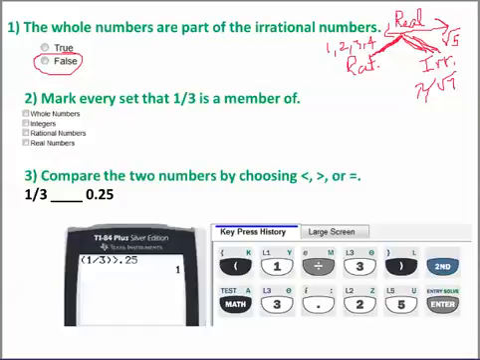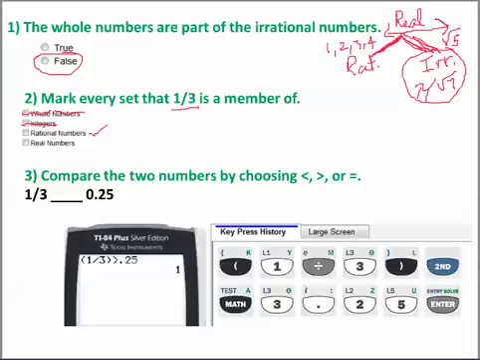Mark every set that 1/3 is a member of. Well, 1/3 is a fraction, and that makes it rational, right? Rational numbers can be written as fractions. Irrational numbers cannot be written as fractions. It is not an integer because integers are positive and negative whole numbers: -1, -7, -85, 85, those are integers. Whole numbers, I think we know, are 1, 2, 3, 4, 5, 6, 7, and 1/3 is not a whole number.